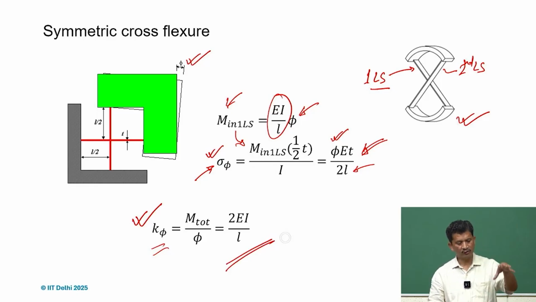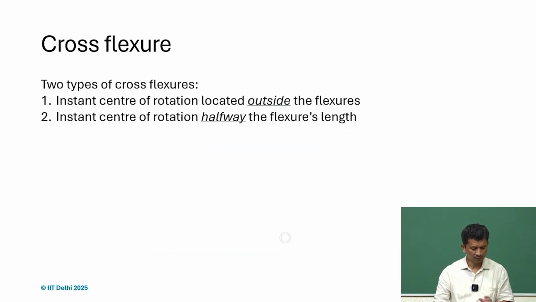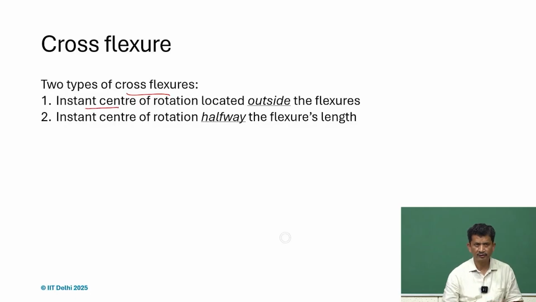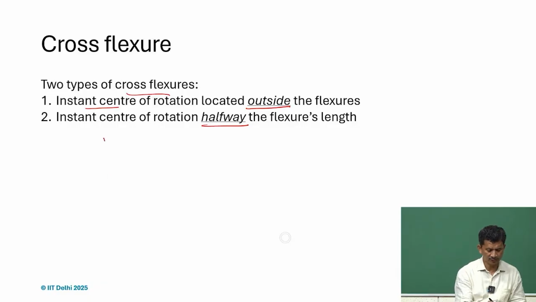So now we know that if we take any kind of cross flexure, with flexures put in an orthogonal fashion, or intersecting but overlapping, we can get a very good hinge out of it. What we learned is that there are two kinds of cross flexures we just encountered. In one, the IC, the instantaneous center of rotation, is located outside the flexure, and in the other one it is halfway.